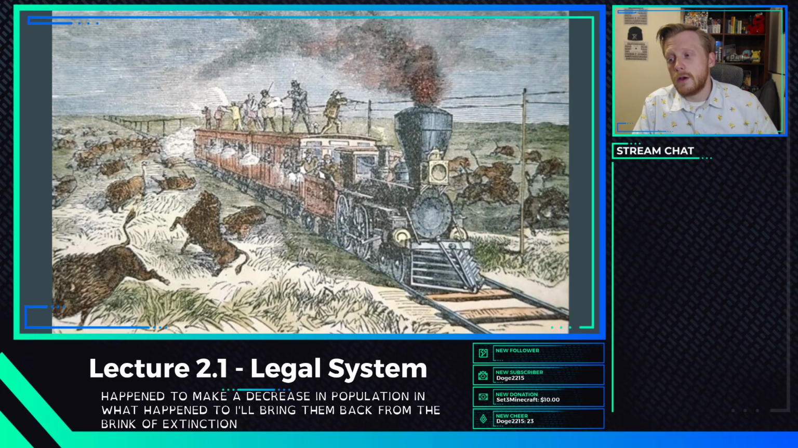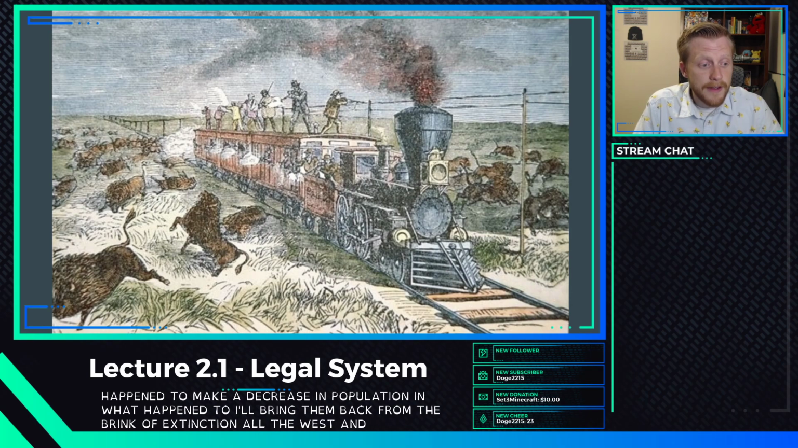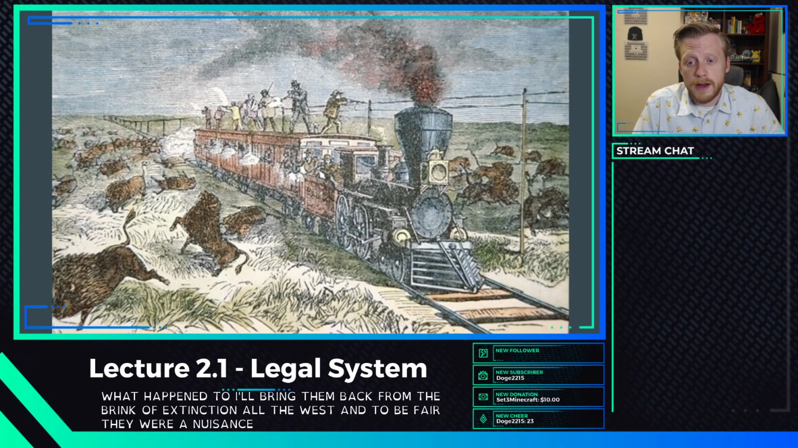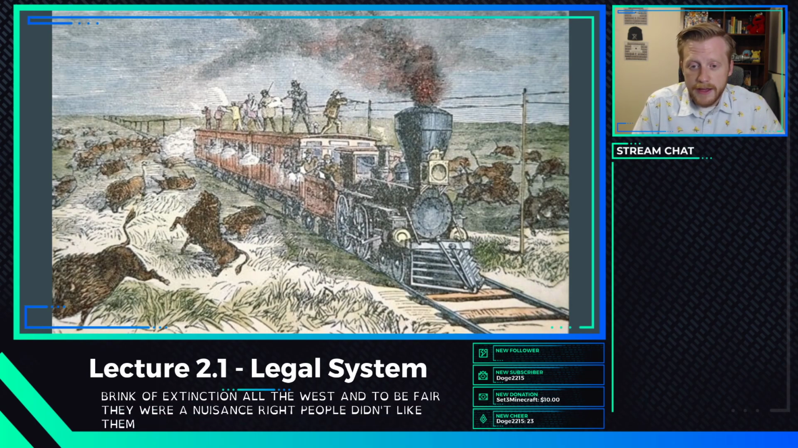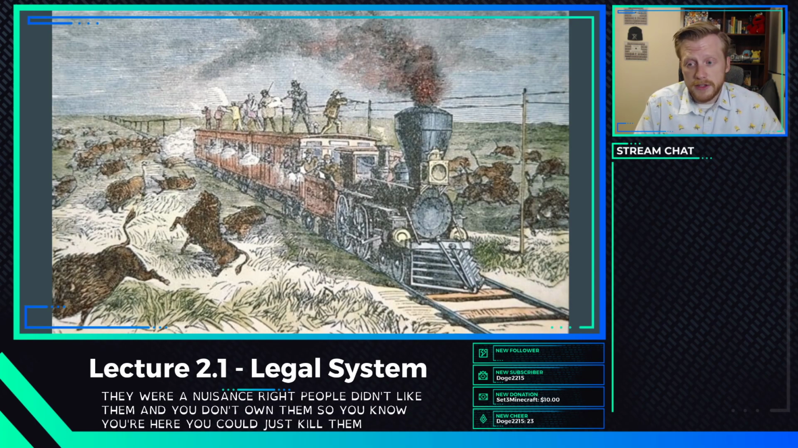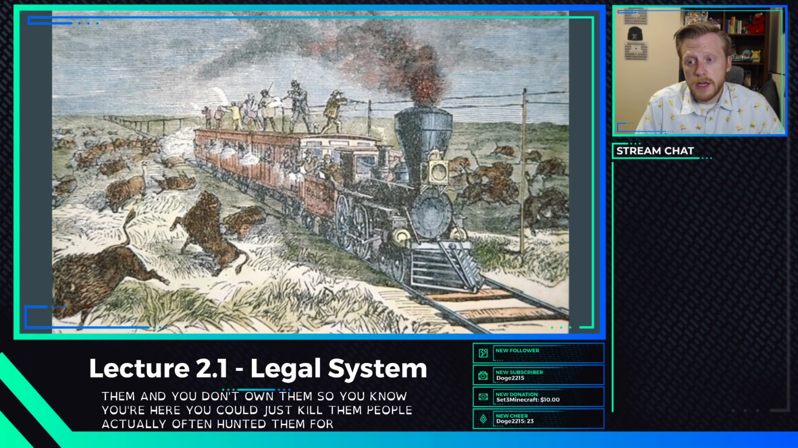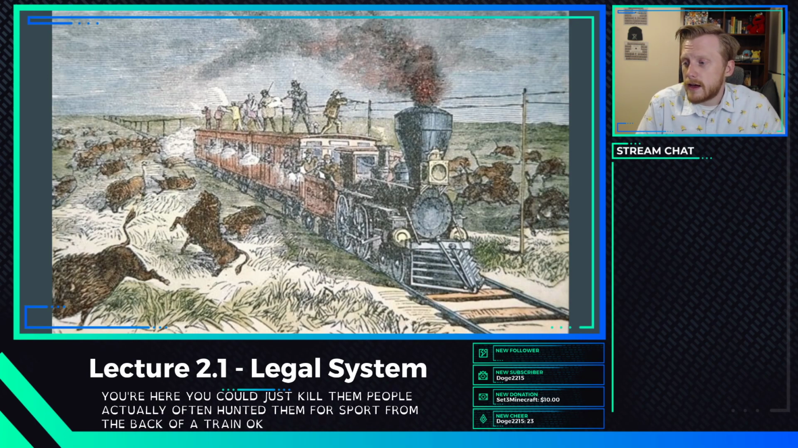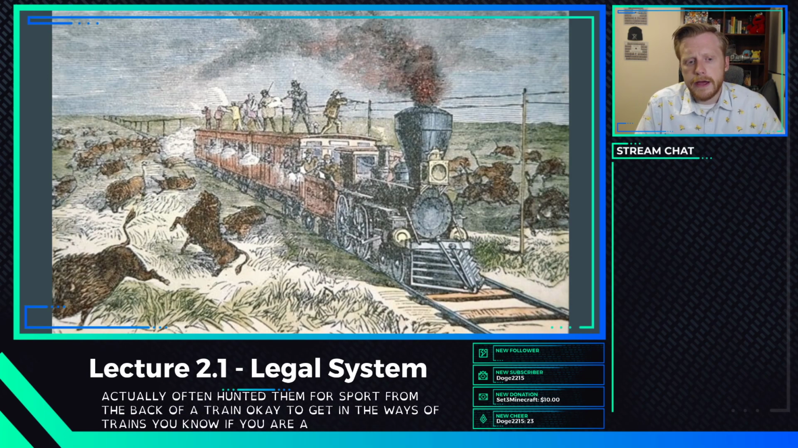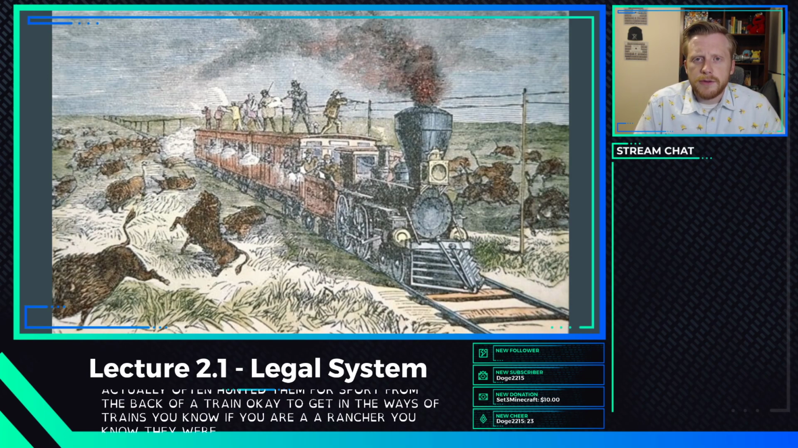Well, they're an animal out in the West, and to be fair, they were a nuisance, right? People didn't like them, and no one owned them, so if you could just kill them. People actually often hunted them for sport from the back of a train, okay? They would get in the way of trains. If you're a rancher, they were just out there being a nuisance.